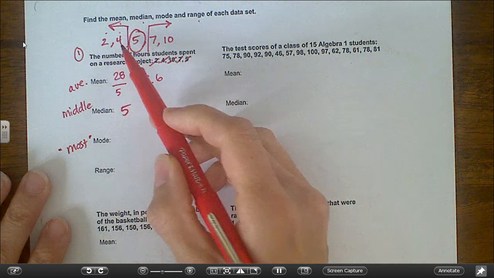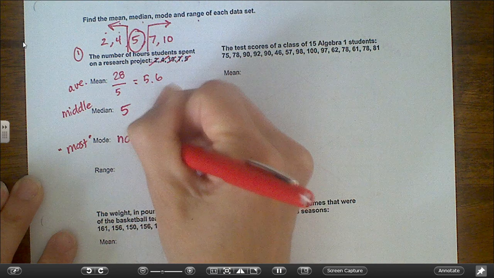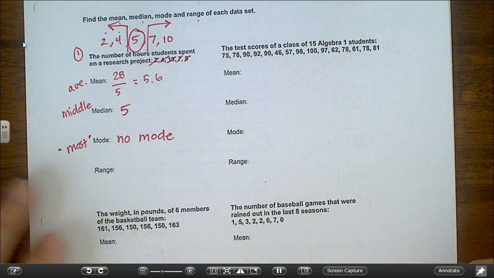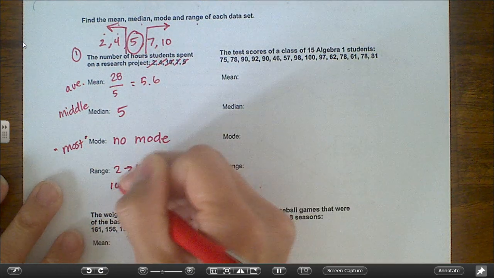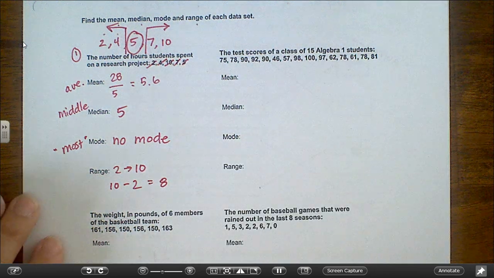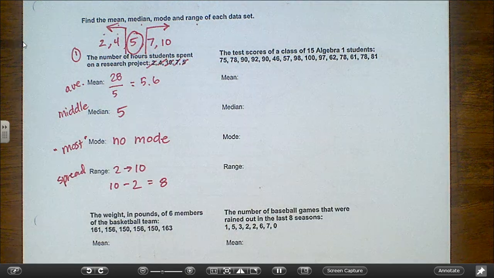The mode is the most. And I have a 2, a 4, a 5, a 7, and a 10, and none of those appear more than once. So in this instance, I have no mode. And then my range, I go from 2 to 10. So I take 10 minus 2, and I get 8. So that is my range. And that's the spread of data.